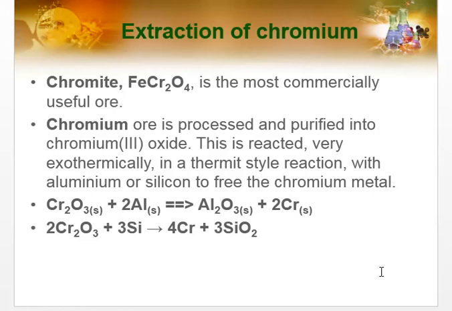How can we extract chromium? Chromite with composition ferrum chromium 2 O4 is the most commercially useful ore. Chromium ore is processed and purified into chromium 3 oxide. This is reacted very exothermically in a thermite reaction with aluminium or silicon to free chromium metal. And you can see from the slide our reactions with aluminium and with silicon, both reactions.